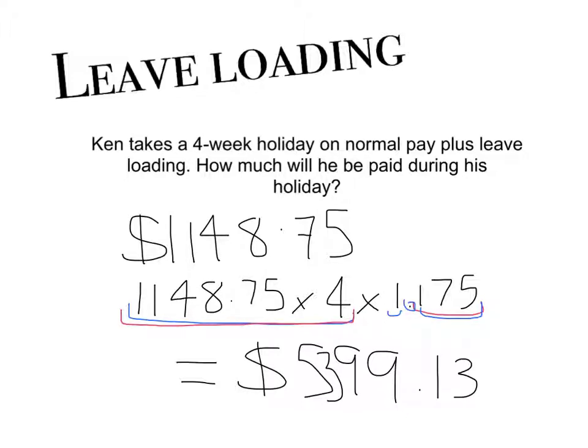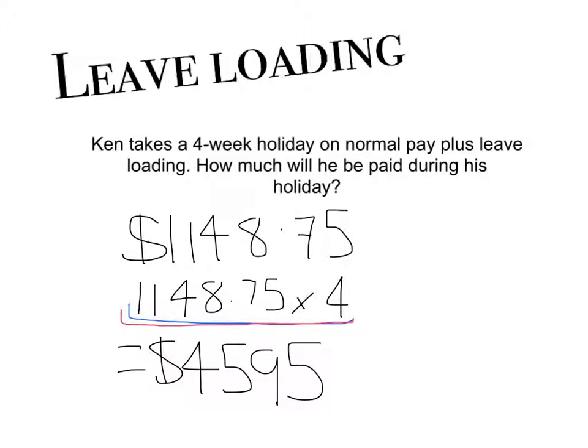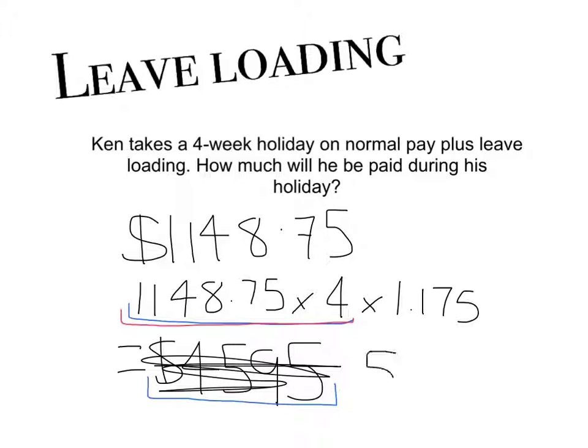get $5,399.13. If, for example, he didn't take that, so if he didn't have that 17.5% extra loading, he would only get $4,595. Okay, so if I worked out 1148.75 multiplied by 4 on his normal pay, he would get 4,595, but he also gets his holiday loading, so I have to make sure I add my holiday loading to get $5,399.13. And that's it. Guys, that's all there is. That is income. That's as difficult as it gets.